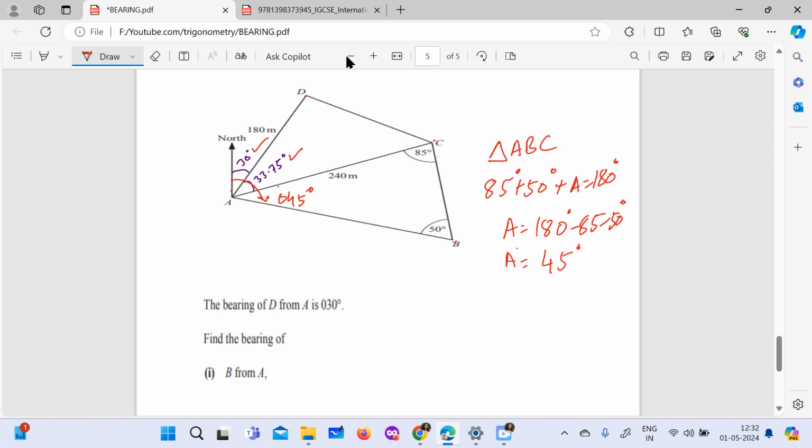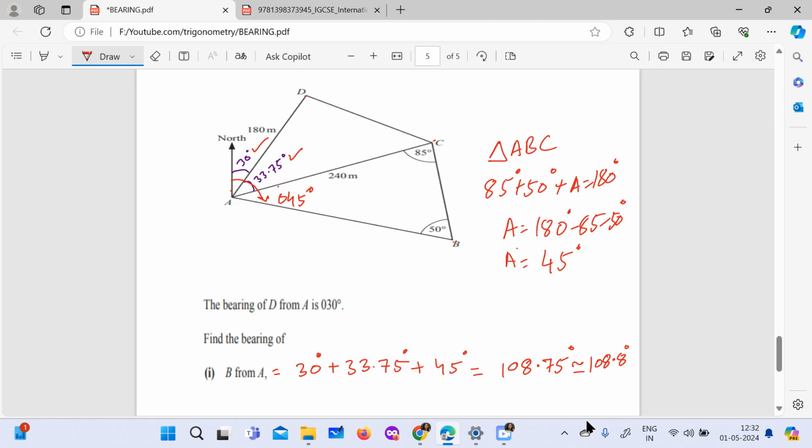So your question was, what is the bearing of B from A? So the bearing of B from A is nothing but 30 plus 33.75 plus 45. We just add all of them and you get the bearing of B from A. I hope this is clear to everyone. So if you add all of them, you will get 108.75 degrees, which can be written as 108.8 to one decimal place. I hope this is clear to everyone.